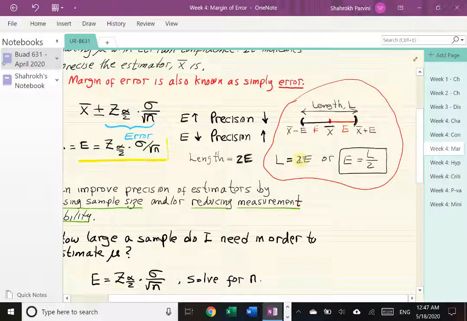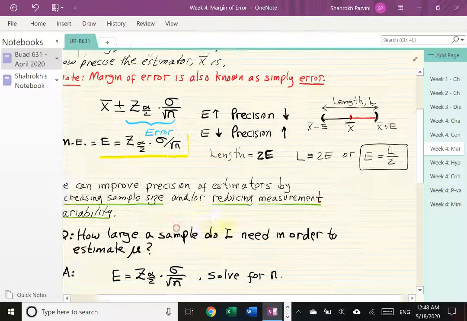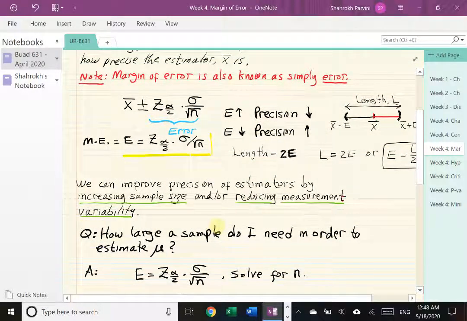So if, for example, in Minitab it gives you the confidence interval, you can find the length of the interval by subtracting the lower limit from the upper limit, divided by 2, and you get your margin of error. So that actually comes in really handy, and I just want to point that out. Now, again, we can improve the precision of our estimators by increasing the sample size or reducing variability.